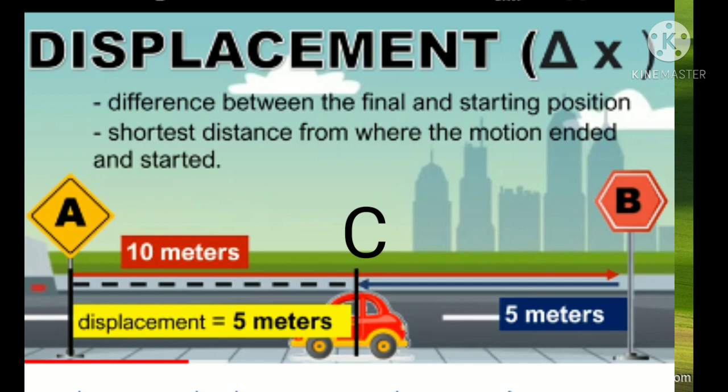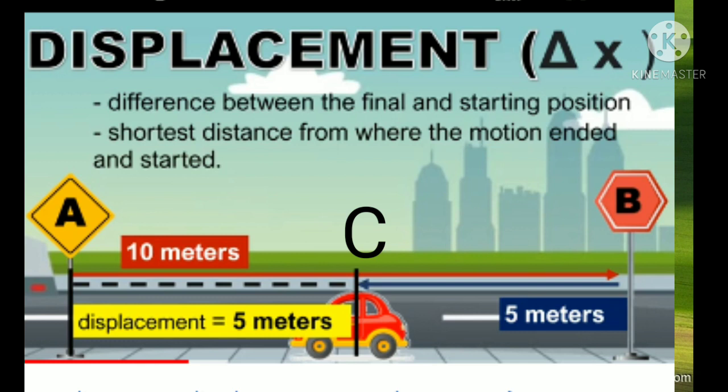Okay. Now again consider the car travels from B to C. Okay, the middle point C. So B to C, how much distance does it travel in total? 5 meters. Okay. Now the total distance traveled by the car is equal to how much? 10 plus 5, 15 meters. Okay, the total distance traveled by the car is equal to 15 meters.